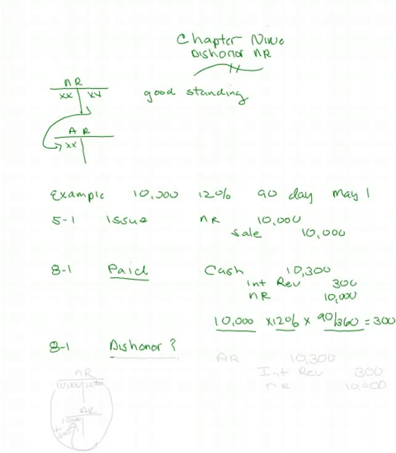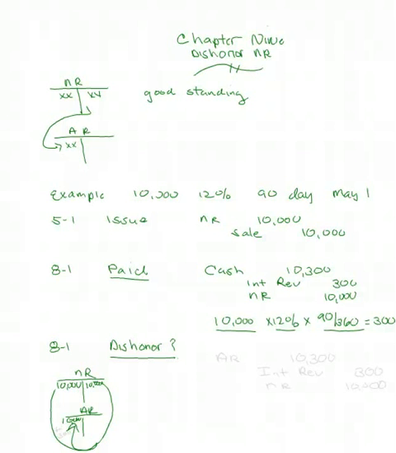How would that entry differ from the entry above? The only way the entry would change is that instead of showing cash coming in, you would transfer from notes receivable to accounts receivable the balance of the note. Come out of notes receivable and get transferred into accounts receivable. Let me show you the specifics of that entry.